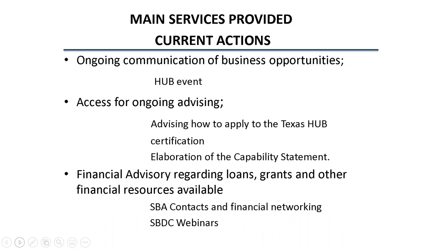The main services provided are ongoing communication of business opportunities, particularly in events such as this one, like the Hub event. Access to ongoing advising, such as how to apply for a Texas Hub certification and elaboration of the capability statement, things of that nature. And financial advisory regarding loans, grants, and other financial resources available. We do have a very close connection to SBA contacts and financial networking, and we participate, develop, and form webinars similar to this one with the SBDC in order to start compounding the resources to help the MBEs that have approached us.